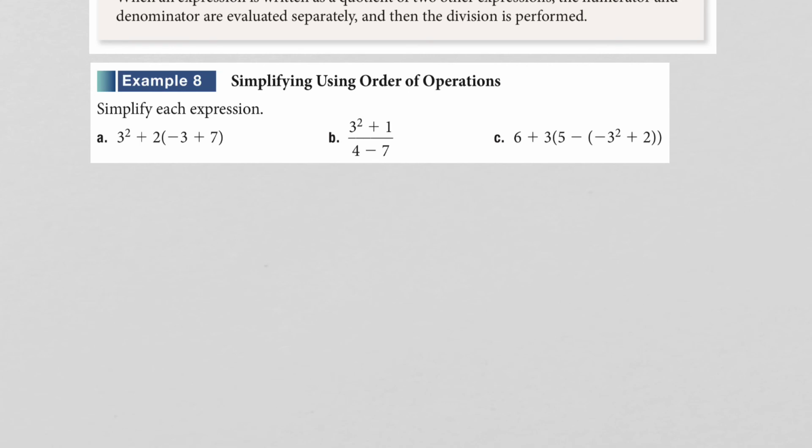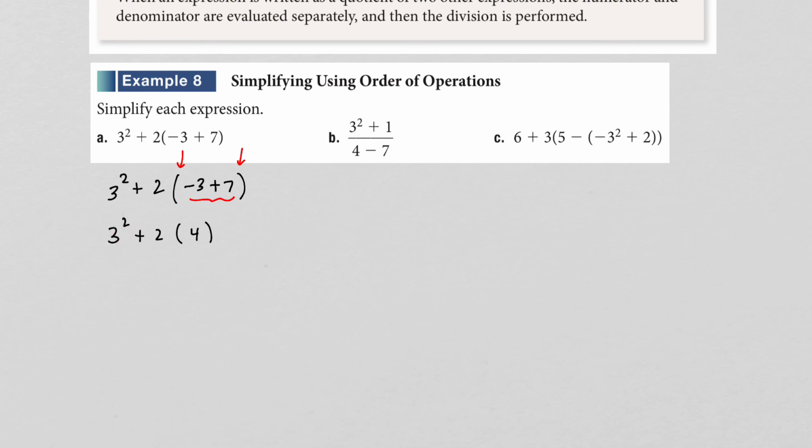So in the first problem, we have 3 squared plus 2 times the quantity -3 plus 7. So you always start with working your parentheses. So we need to work the inside of these parentheses. Now inside, we simply have -3 plus 7. So when we perform that, we just get 4, right? -3 plus 7 is 4. Now we have basically taken care of these parentheses. So next up, what we have is an exponent here, and then we have multiplication here.